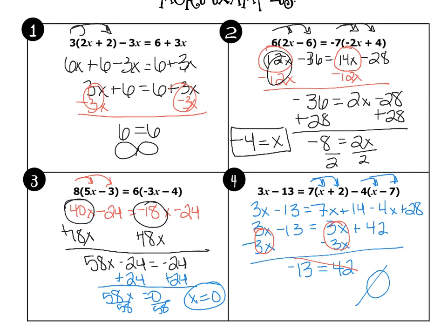Well, that does it for our section on infinite and no solutions. Remember, there are 3 possible answer types. You can have a single solution, for example, x is equal to negative 4. You can have another single solution of x equals 0. But you can also have infinitely many, and you can have no solution whatsoever. And that does it for the video.